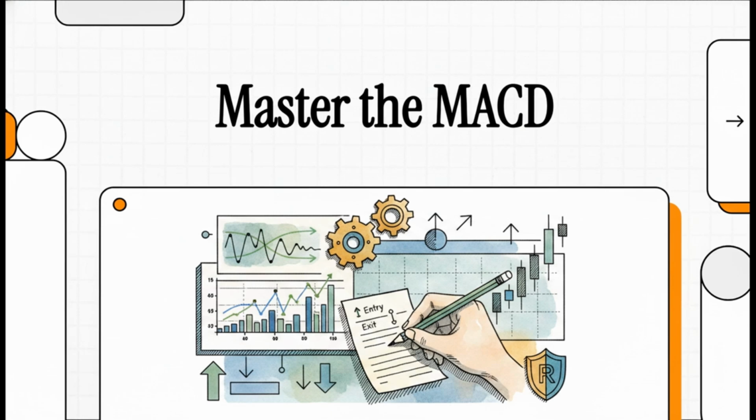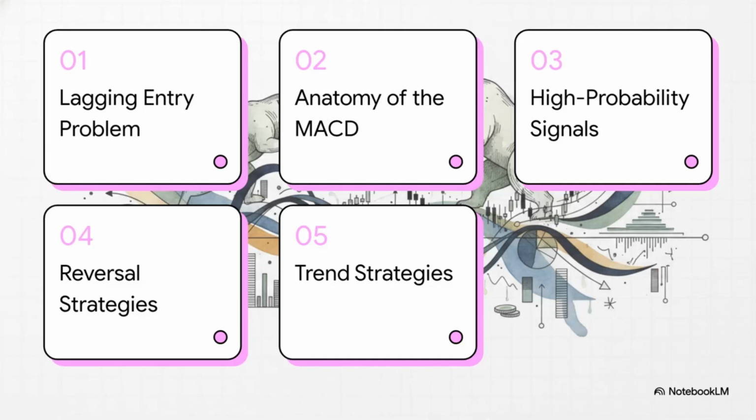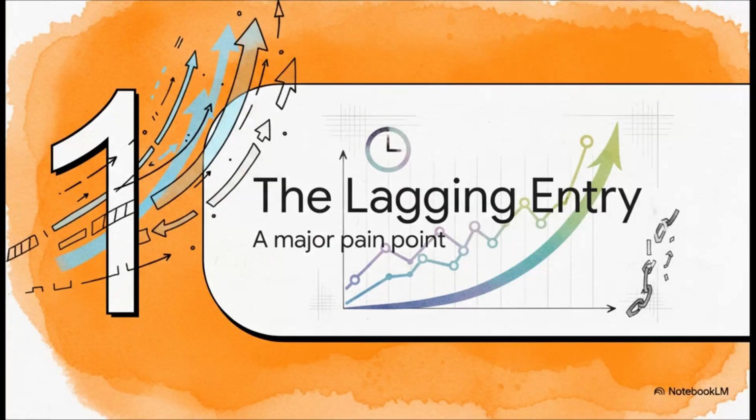So get your notes ready. We are treating this explainer like an absolute masterclass in risk management and precise market execution. All right, let's dive into our roadmap for today. First, we'll tackle the lagging entry problem, then break down the anatomy of the MACD. After that, we're spotting high probability signals before getting into the real meat, 2 powerful reversal strategies, followed by 2 trend-following strategies. Section 1. The lagging entry problem.